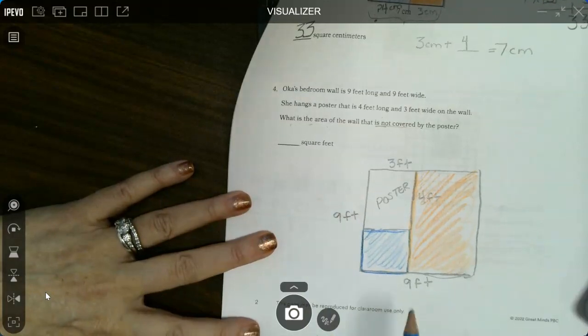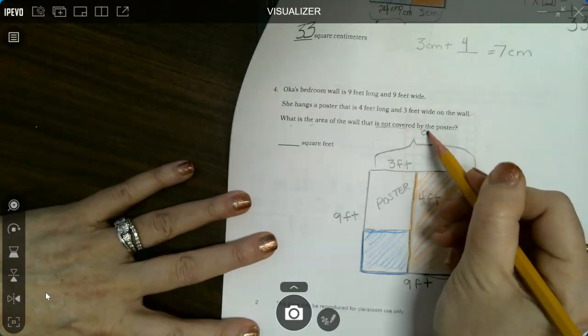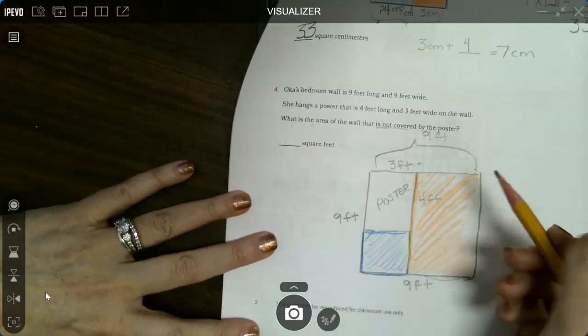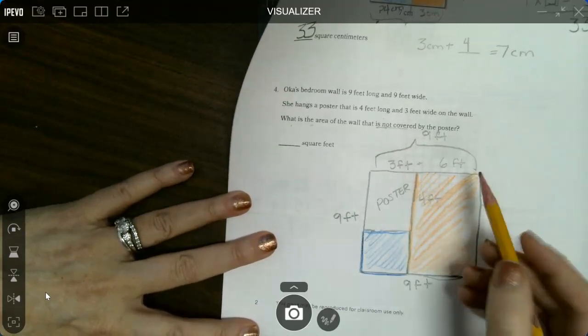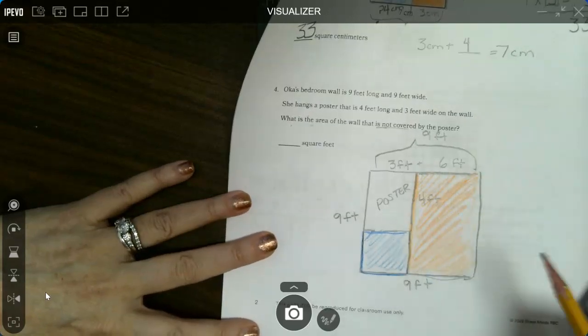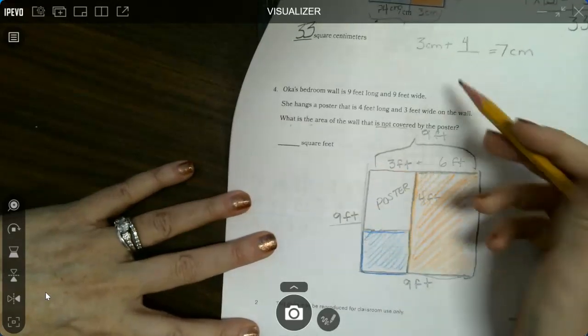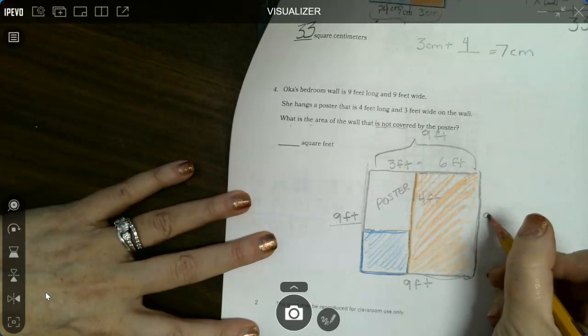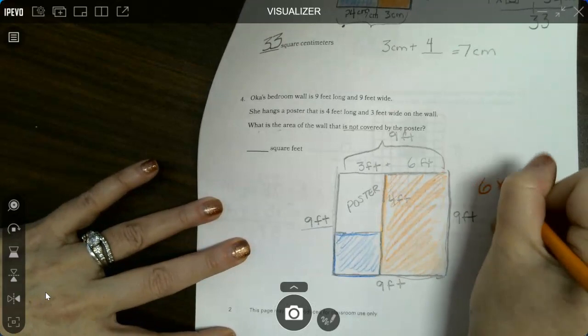Okay? If I'm doing it this way, I have to find the lengths of these sides. I know if this side is 9 feet, then this side is also 9 feet total. 3 plus 6 feet would make a 9-foot space. So this portion of the wall is 6 feet. This side is 9 feet. If this side is 9 feet, then the opposite side is also 9 feet. So my orange space of the wall is a 6 by 9.